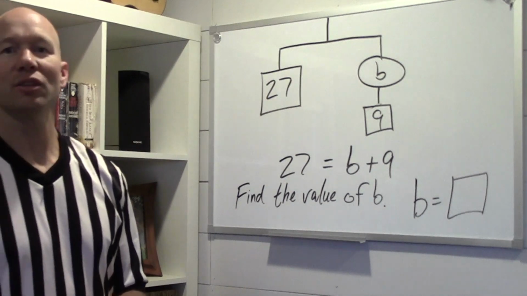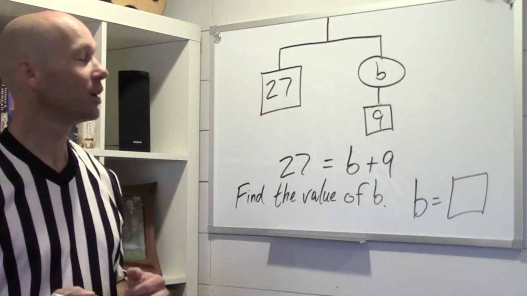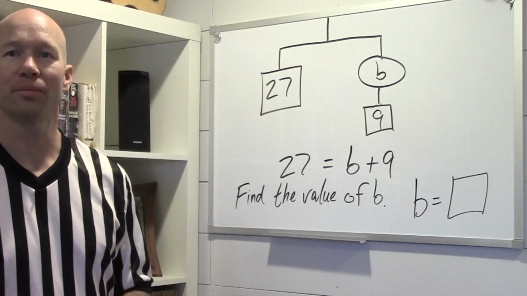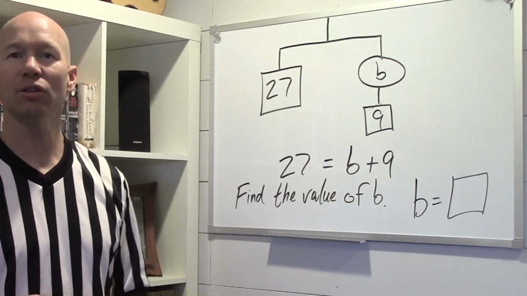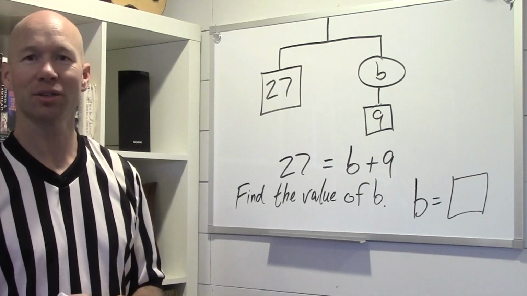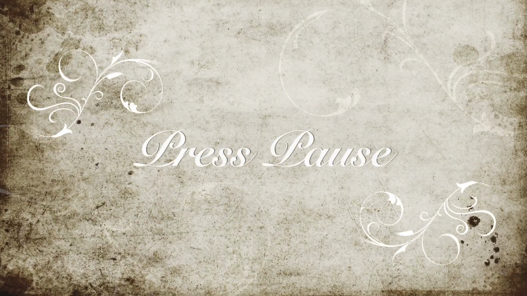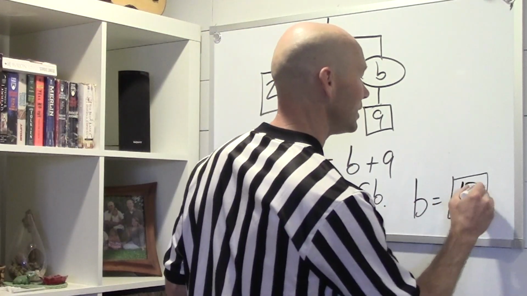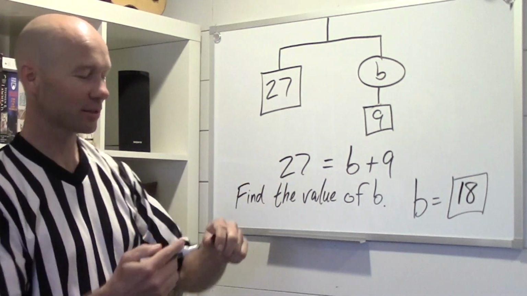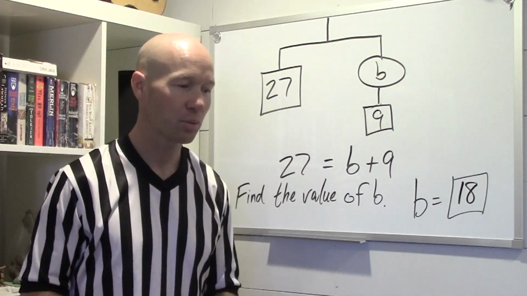Alright, so you're going to find the value of b that makes the equation true. Again, pause the video and write down on your paper what is the value of b that makes the equation true. Well, b equals 18, because 18 plus 9 equals 27.